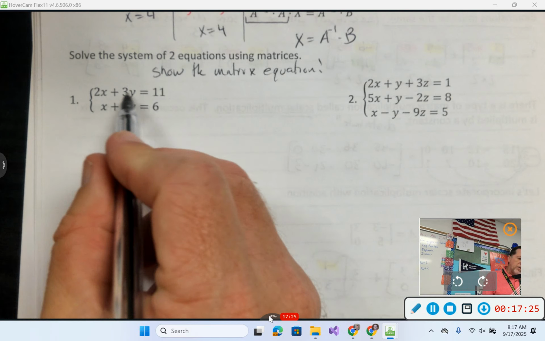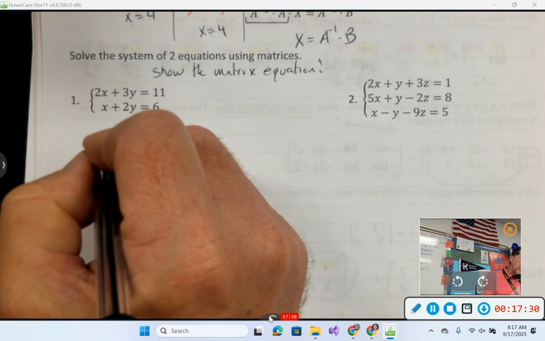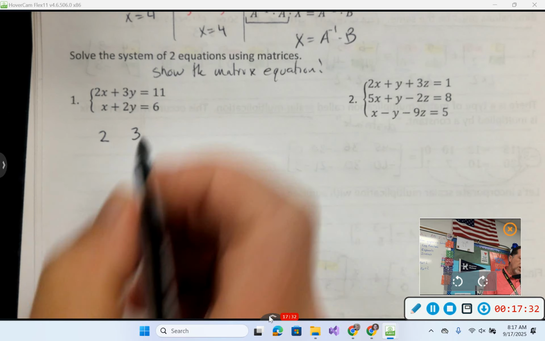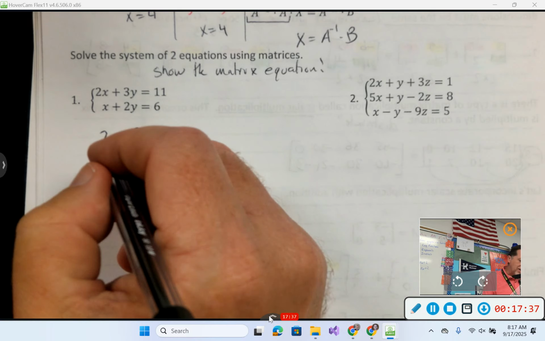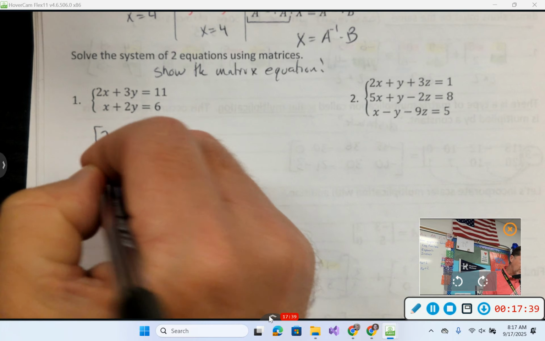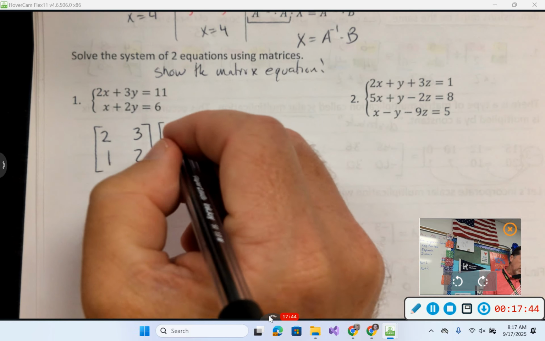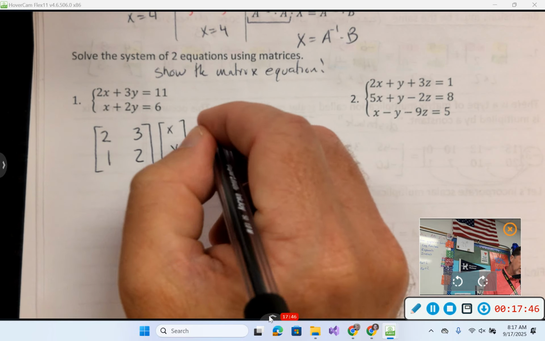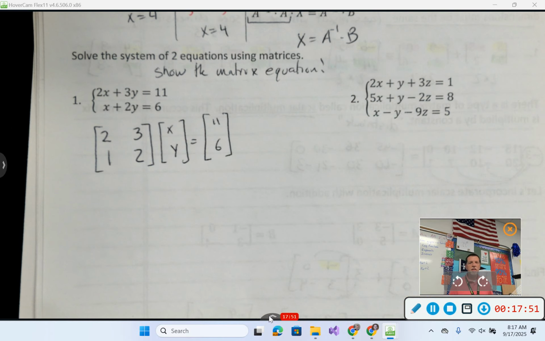Now, when they're all set up nice and neat, it's pretty easy because all you have to do is pick off the coefficients. 2 and 3. Uh-oh, what's the coefficient of the x in the second equation? 1. 1 and 2. And then the variables in order, x and y, equals 11, 6. What do we have to put x and y there? Because that's part of the equation.